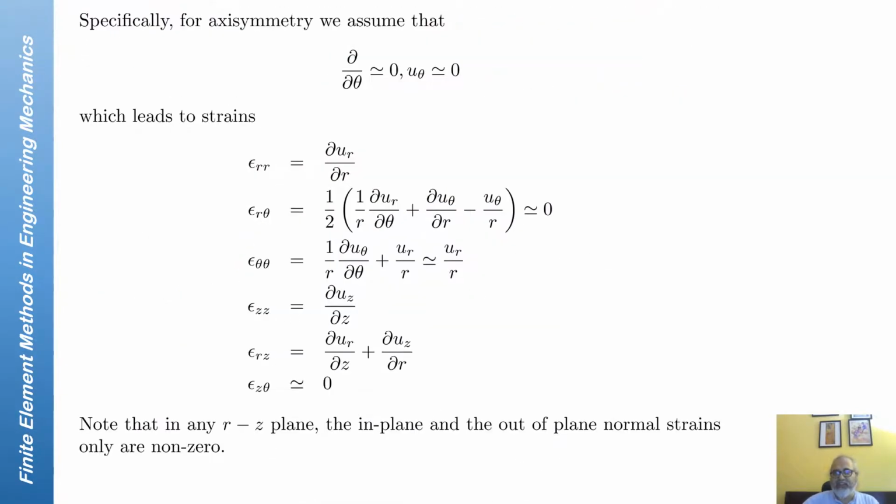Now, in case of axisymmetry, what we assume is that things do not change with theta. Things do not change with theta, and u theta is almost equal to 0. This is quite like plane strain, where we had assumed del del z is almost equal to 0 and uz is almost equal to 0, but you'll see the effect is slightly different.